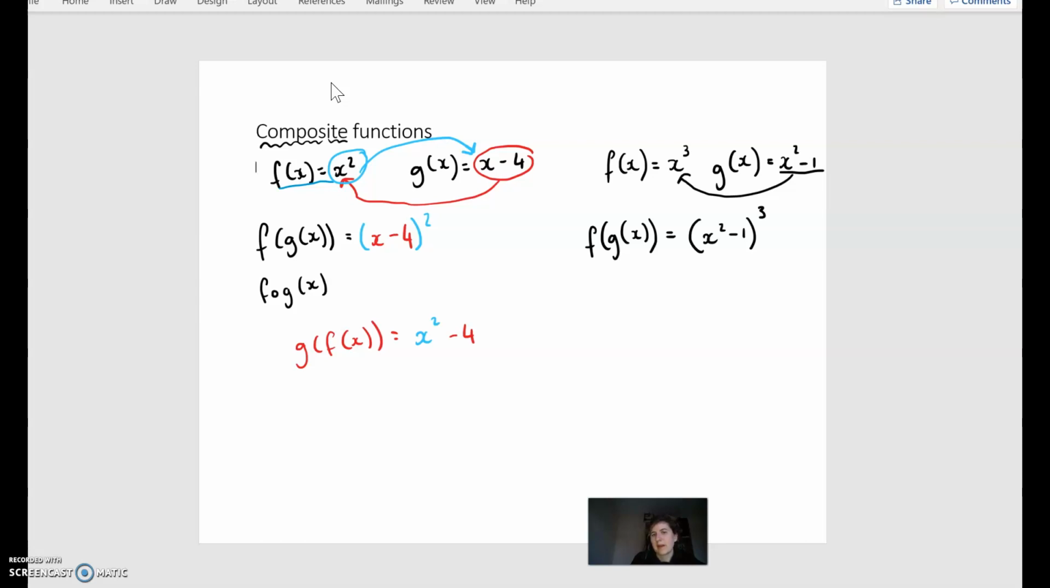Now we can leave it like that. You don't have to expand the brackets. You don't really have to expand too many cubics at this stage. But if you would like to, you could go through and do that if you wanted to.